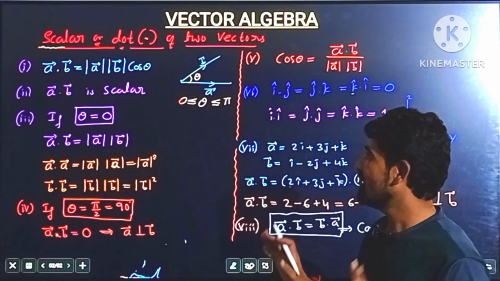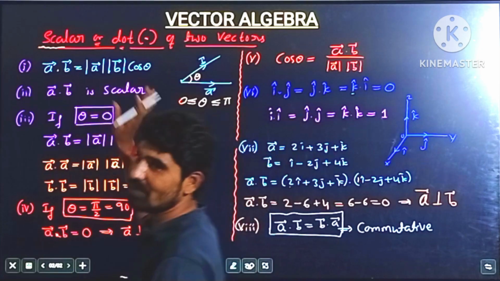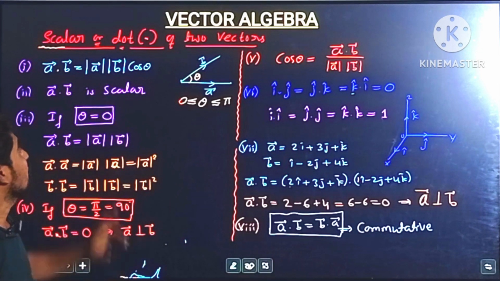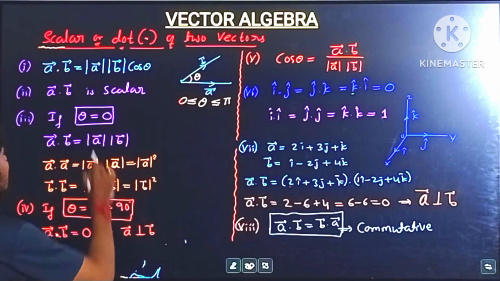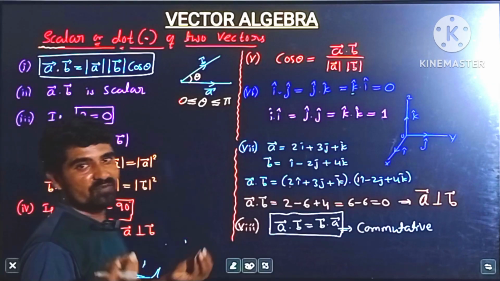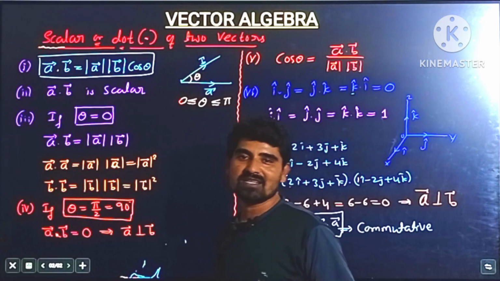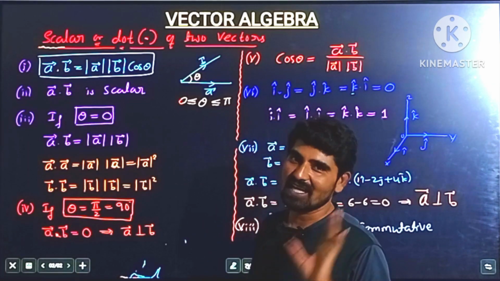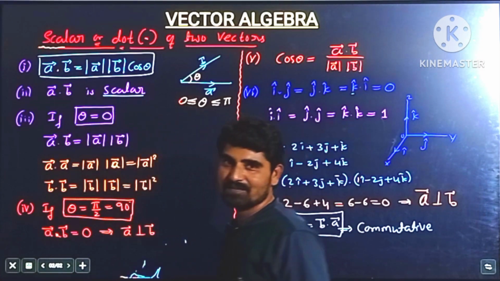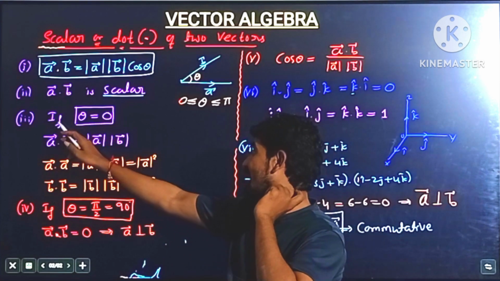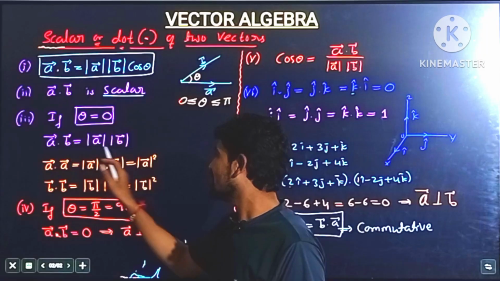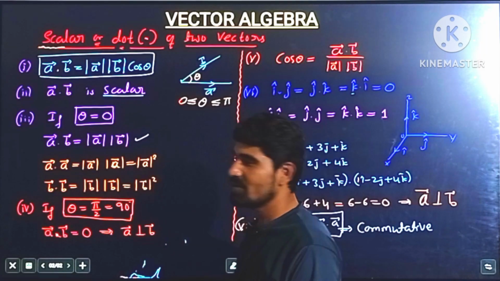So see here, I repeat once, the dot product of any two vectors is denoted by A vector dot B vector, and its definition is magnitude of A vector into magnitude of B vector into cos theta. As you know that in this definition, the right side is a constant value. So if you multiply constant values, we get one constant value. That constant is nothing but a scalar value. Therefore, the dot product of any two vectors is always a scalar quantity. And if the value of theta is 0 between two vectors, then the value of the dot product of A vector and B vector is equals to magnitude of A vector into magnitude of B vector.